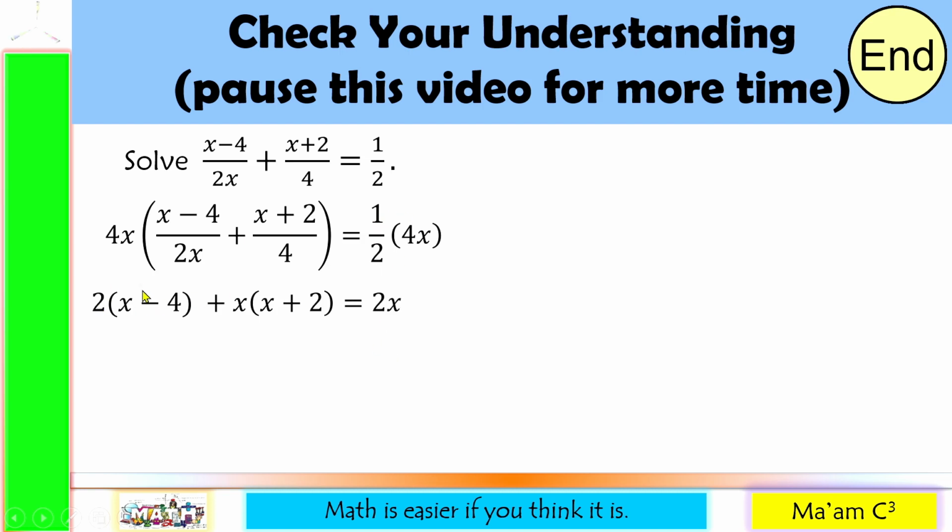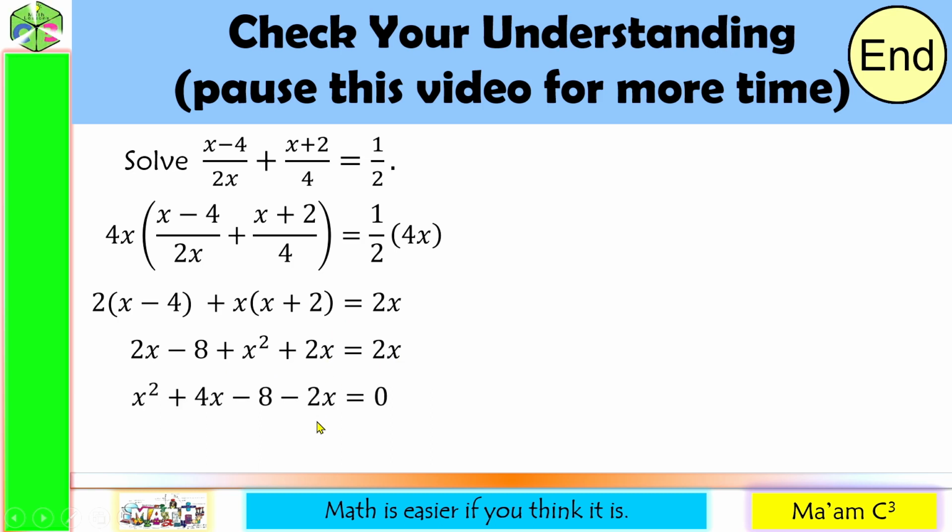So we have 2 times x is 2x, 2 times negative 4 is negative 8, x times x is x squared, x times 2 is 2x. So we have x squared, 2x plus 2x is 4x minus 8. Let us move 2x, it will become minus 2x equals 0. 4x minus 2x is positive 2x.